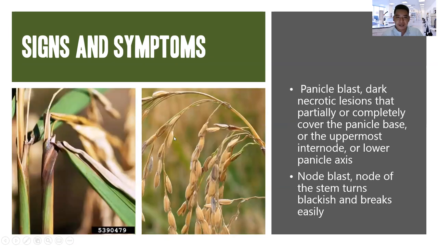So for panicle blast, dun sa greens po natin sa panicle, dark necrotic lesions that partially or completely cover the panicle base or the uppermost internode or the lower panicle leaves. So itong whitish to blackish appearance po sa ibabaw ng ating greens sa may panicle, yan po ay mycelial growth ng ating rice blast disease. So node blast, node of the stem turns blackish and breaks easily.